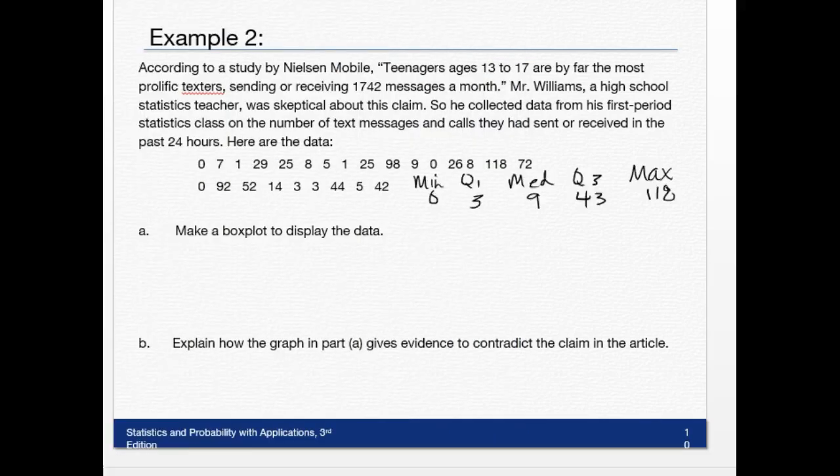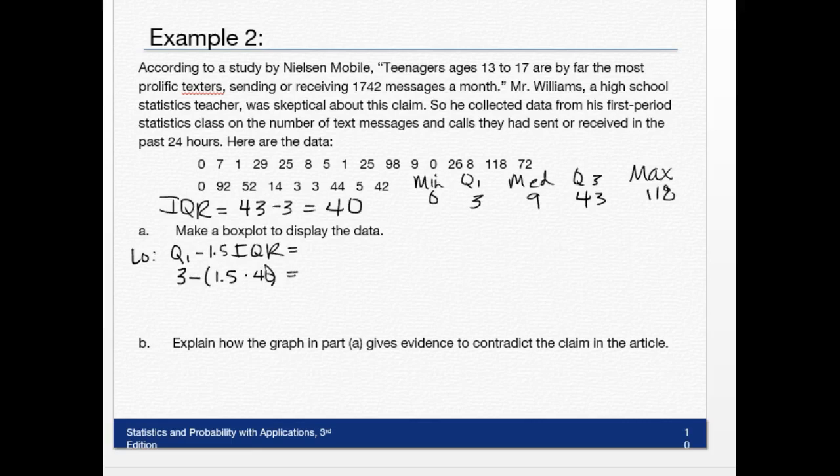All right. Now, before I dive into my box plot, I've got to find if there are any low or high outliers. So I'm going to do Q1 minus 1.5 IQRs. Q3 minus Q1 is 40, right? So Q1 is 3, minus 1.5 times 40, which gives me negative 57. I don't have any data points that are negative, so I have no low outliers.